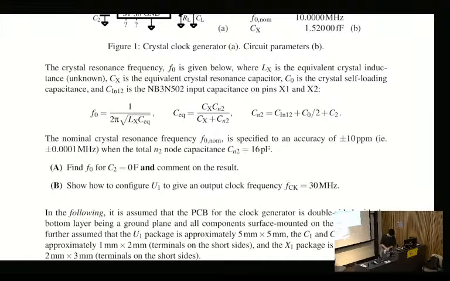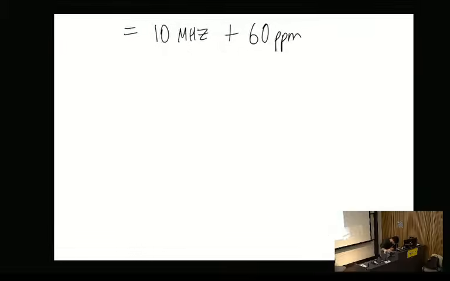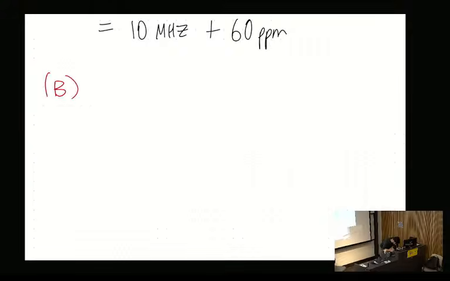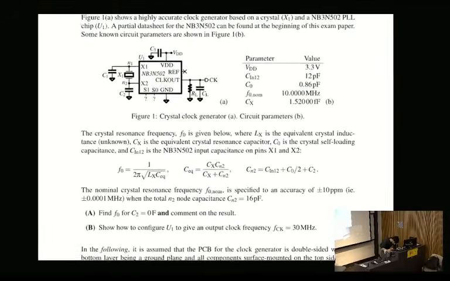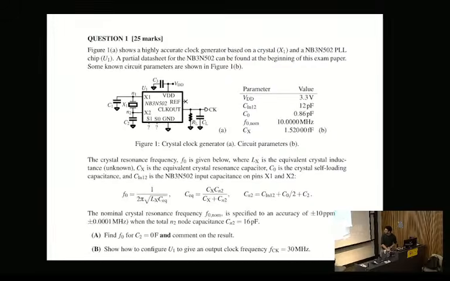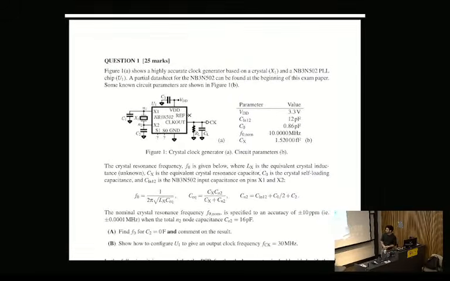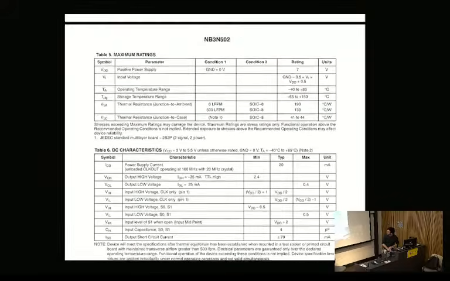All good? Okay. The next few questions are a lot more interesting. The next question, part B: show how to configure U1 to give an output clock frequency of F clock equals 30 megahertz. We currently have 10 megahertz. Any ideas? Yes. Yeah, exactly. So when in doubt, always look at the data sheet.